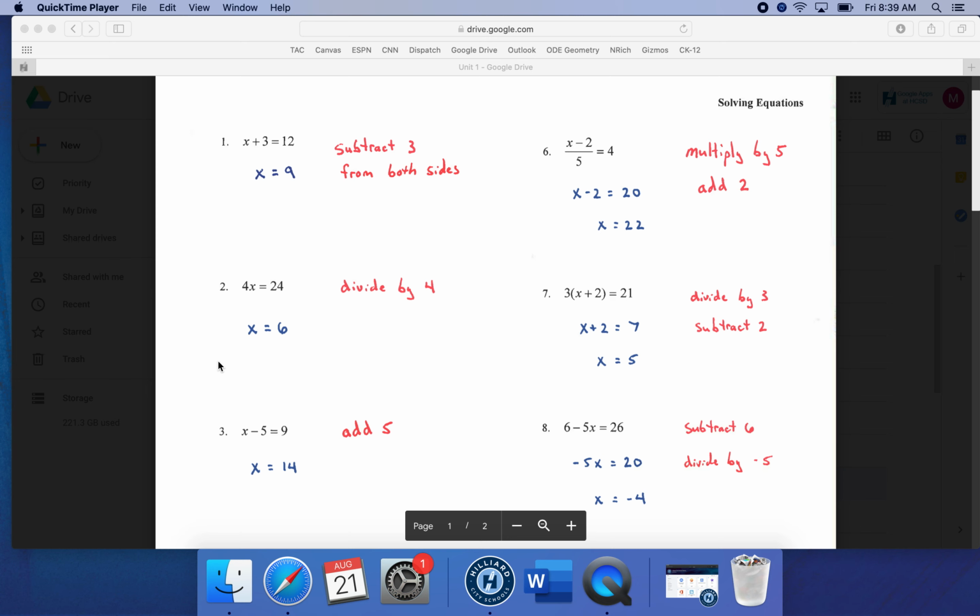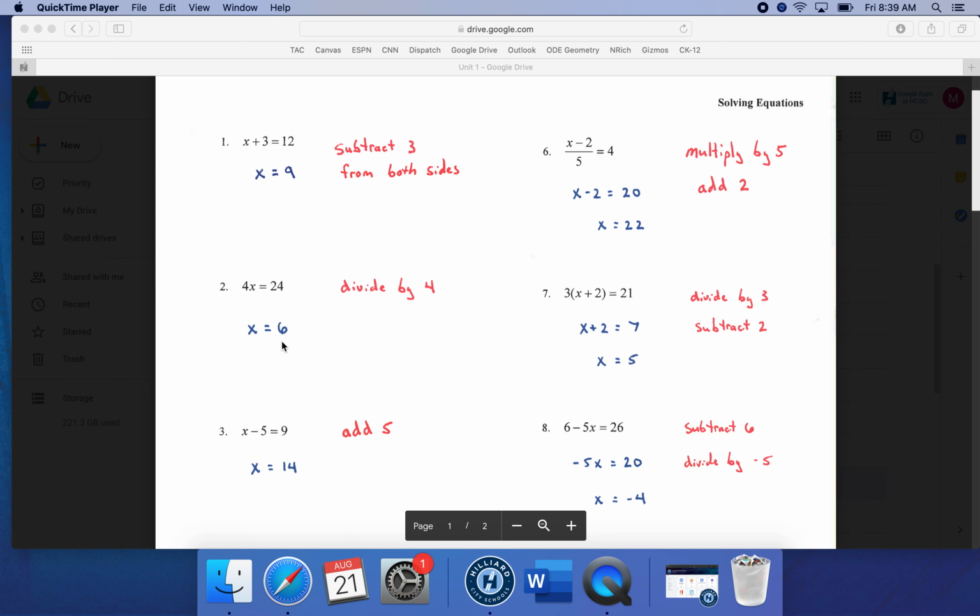4x divided by 4 is just an x, right? The 4 and the division by 4 are going to undo each other. A lot of people use the word cancel, but they're really inverse operations. And then 24 divided by 4 is just 6. So you get x equals 6. This is the solution to this equation.